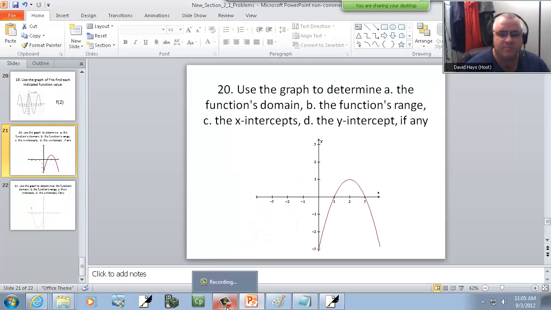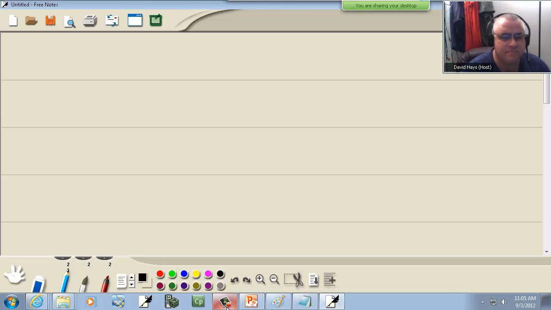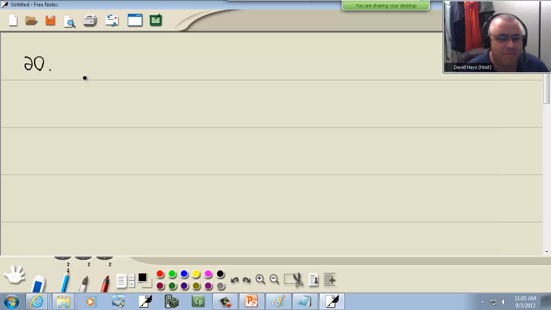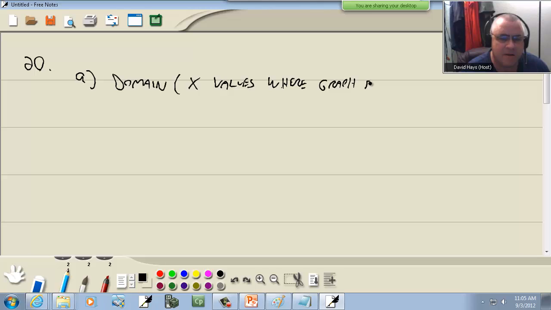Okay, this is our next problem. It says use the graph to determine the function's domain. Now your domain is your x values where the graph exists. So your domain is your x values where a graph exists.